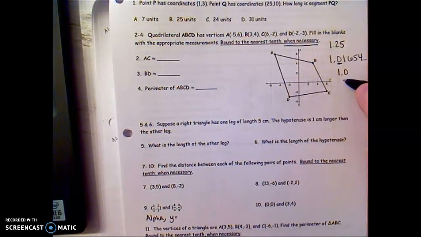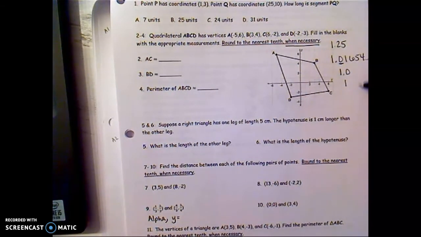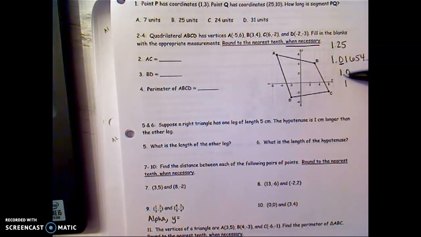So 1.0 and 1 do not indicate the same answer. 1 means it was a terminating answer. It was just a 1. This means it rounded to 1. So we have the 0 in the tenths position. So if it's a non-terminating decimal, make sure you have a number in the tenth spot, even if it has to be a 0.